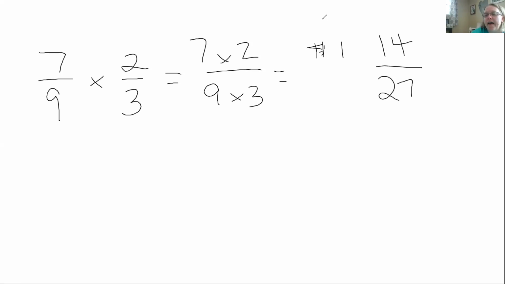Let's look back at 14/27 to make sure that there's nothing we can simplify it down to. If I look at 14 and 27, they do not have any common factors. Therefore, 14/27 is going to be your final answer. Okay, let's clear all that.